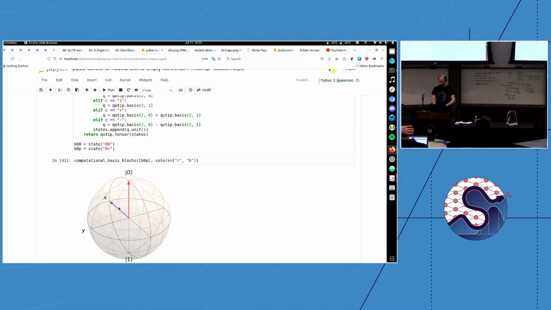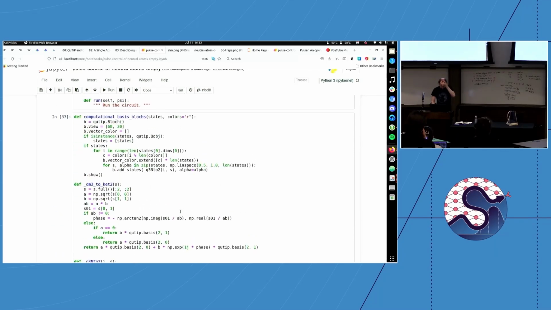Here I've just rotated the Bloch sphere slightly inside the function, because it was a more convenient angle to look at things from when there were lots of states. What that does is create a normal Bloch sphere with some nice coloring. If you pass in a list of states, it goes through the list and adds each to the Bloch sphere, so qubit 0 gets the first color, qubit 1 gets the second color. And that's the computational basis states Bloch sphere plotting.